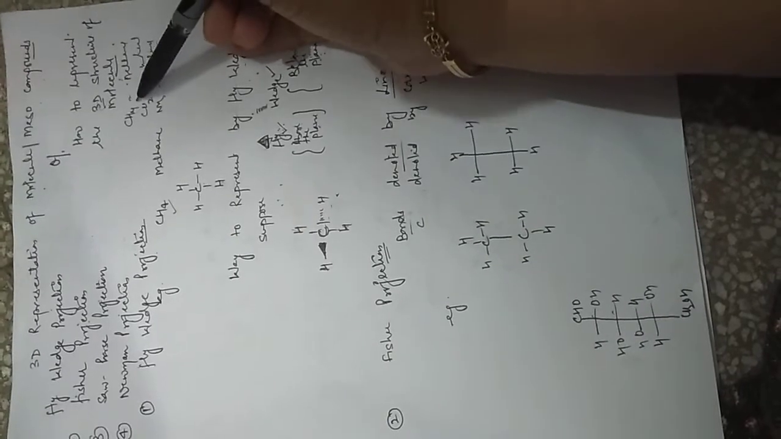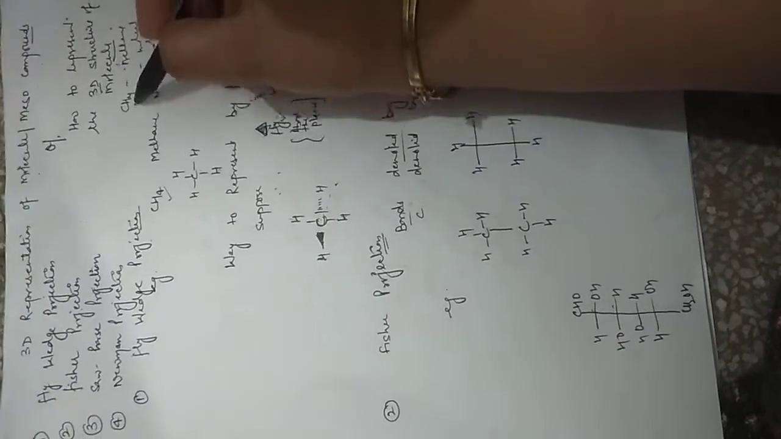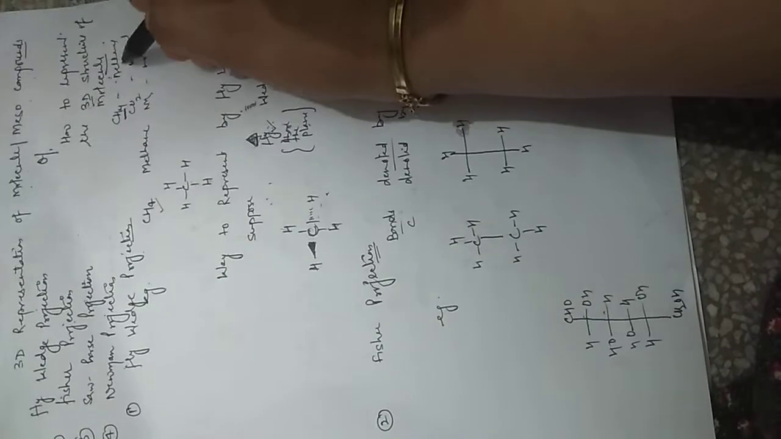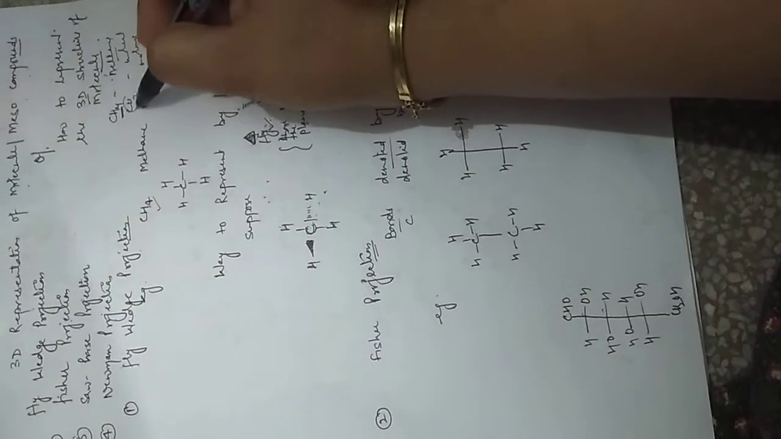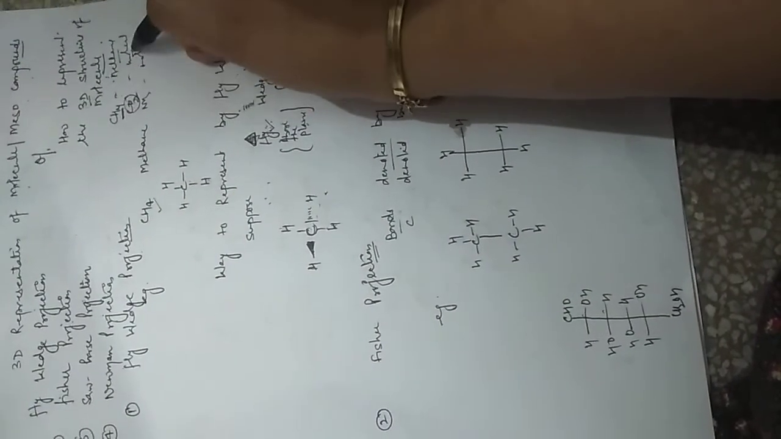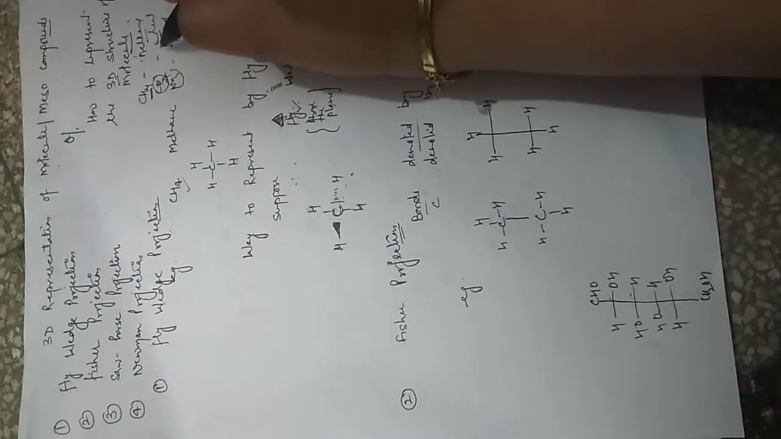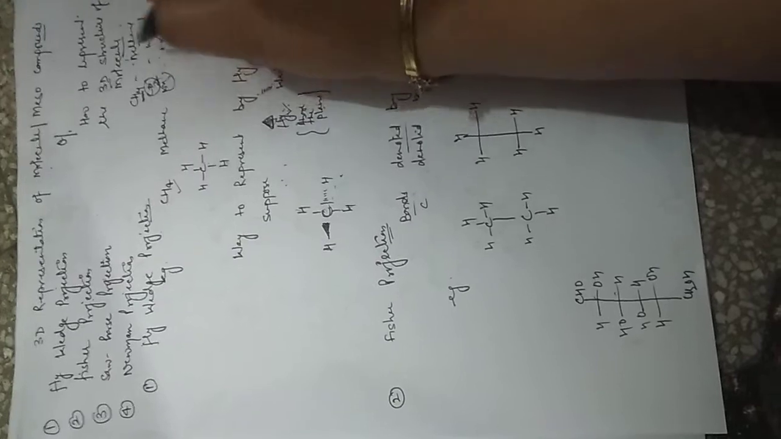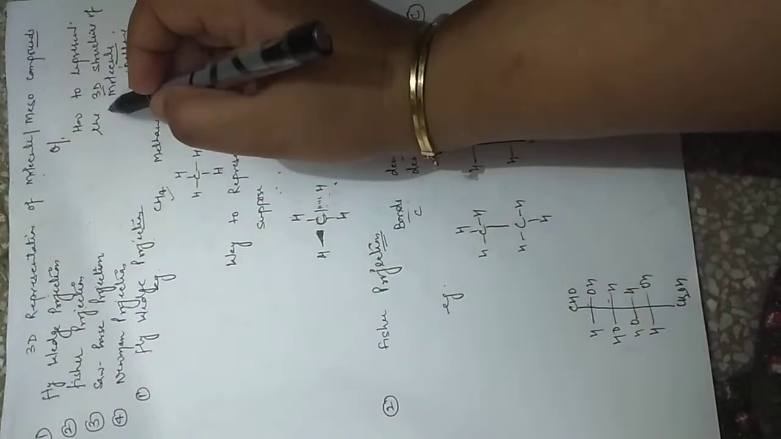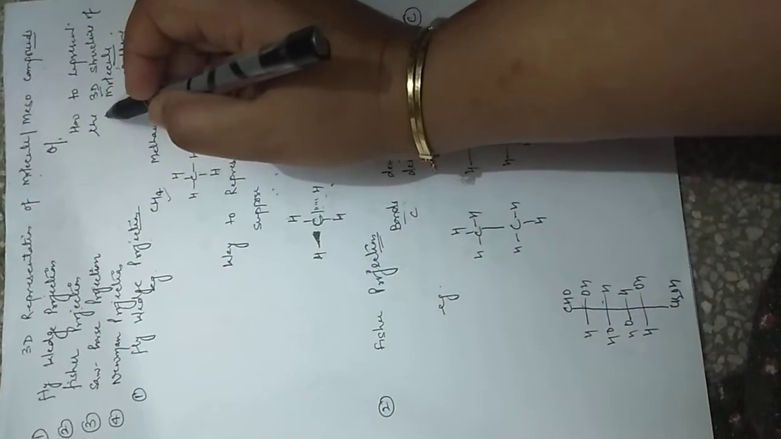Now what are molecules? For example, methane is a molecule, carbon dioxide is a molecule, and ammonia is a molecule. These are examples of molecules. Now the question is how to represent the 3D structure of molecules.